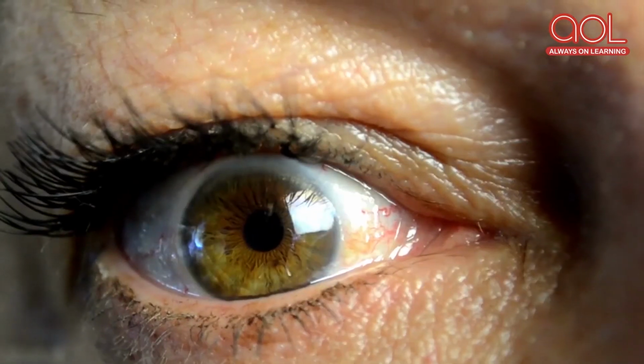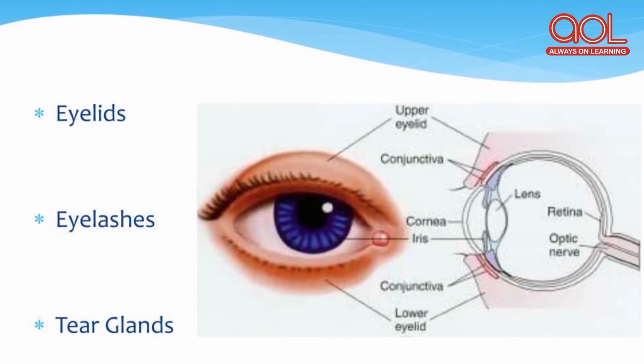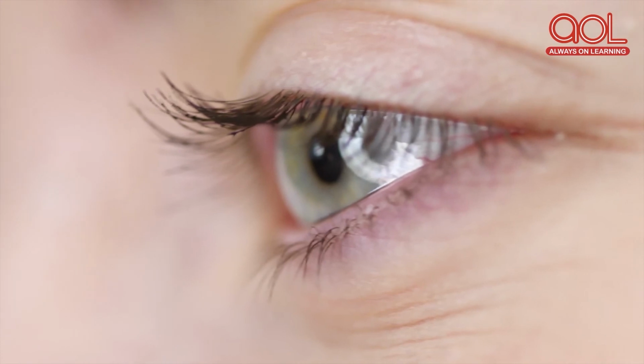So, the eyes are one of the important senses that help us to see. All the different parts of the eyes work together so that we can see properly. Eyes are amazing, therefore we need to look after them carefully.